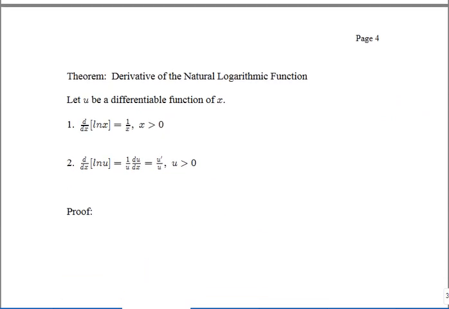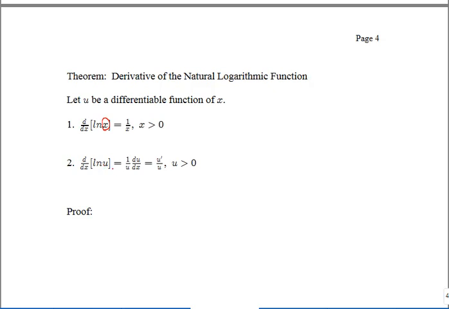Okay, now let's move to logarithmic functions. So now we're going to take the derivative of ln of x. Now we're going to prove this in just a moment, but the derivative of ln of x is going to be defined to be 1 over that x. This x is called the argument of our logarithm. So the derivative of ln of x is just 1 over that x. Now what if you have something more complicated than just an x? What if it's a function of x like a u?